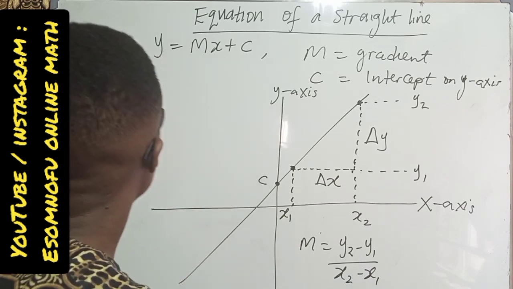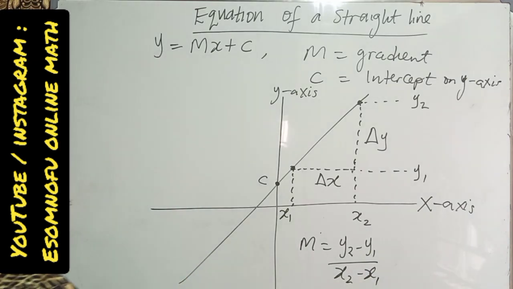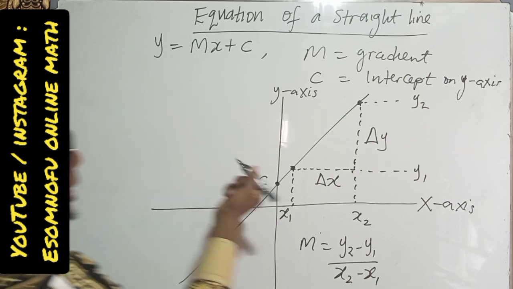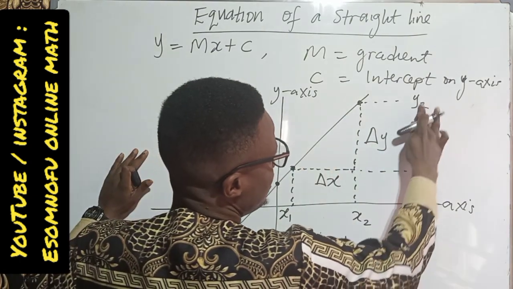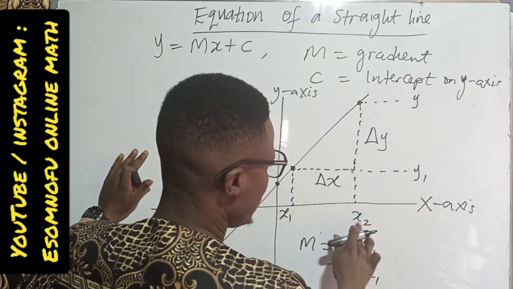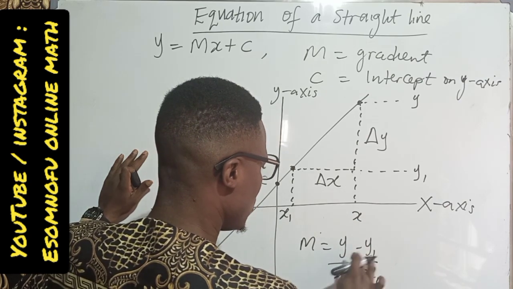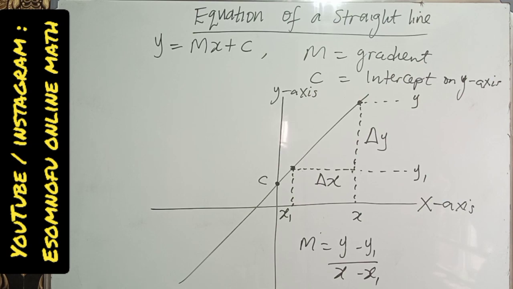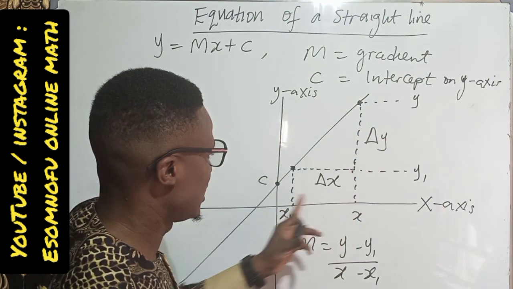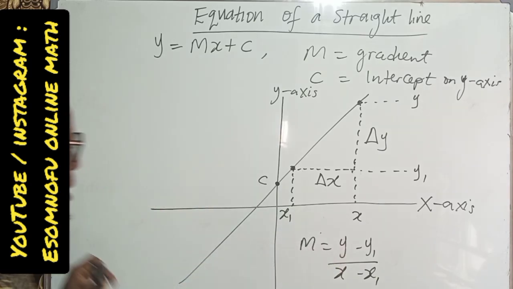That's the formula. Or rather, if you don't want to call this y2, you are free to call it y. If you don't want to call this x2, you are free to call it x. So this can be y and this can be x, provided you are keeping y for the y-axis and x for the x-axis.